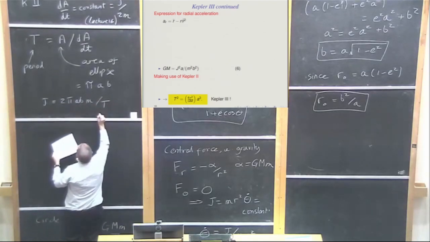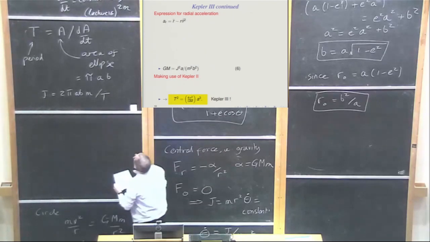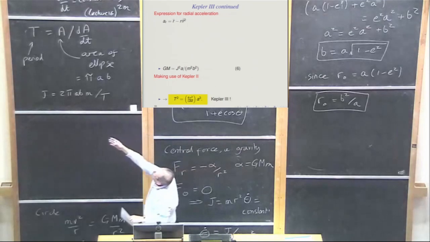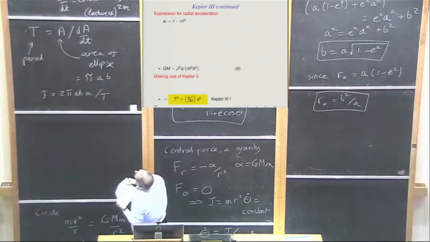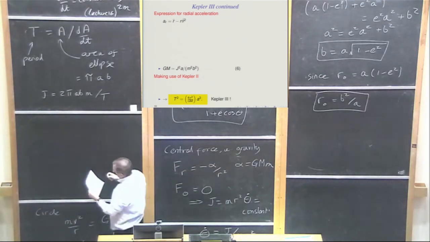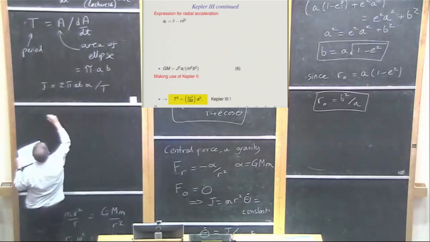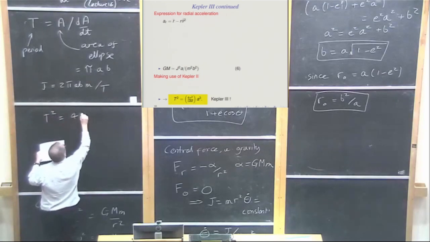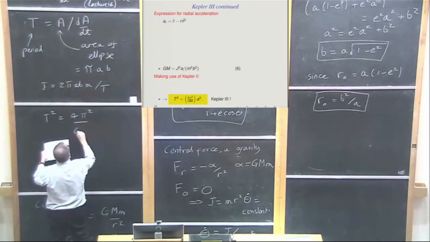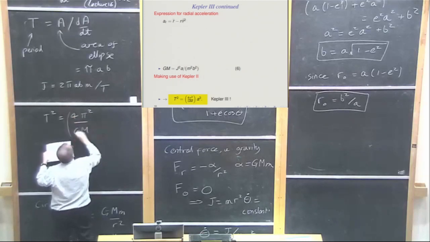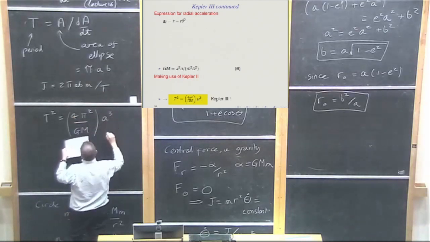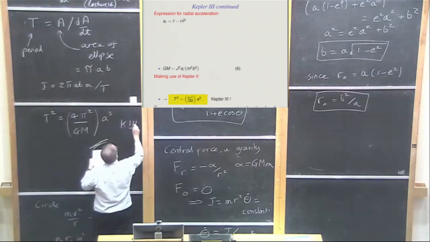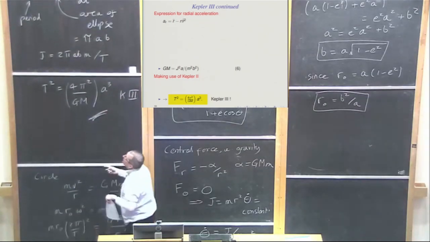Okay, so this we now can put back into what I labelled here as equation 6, and we get T squared equals 4 pi squared over big G, big M, a cubed. And this is Kepler's third law proven for an ellipse.